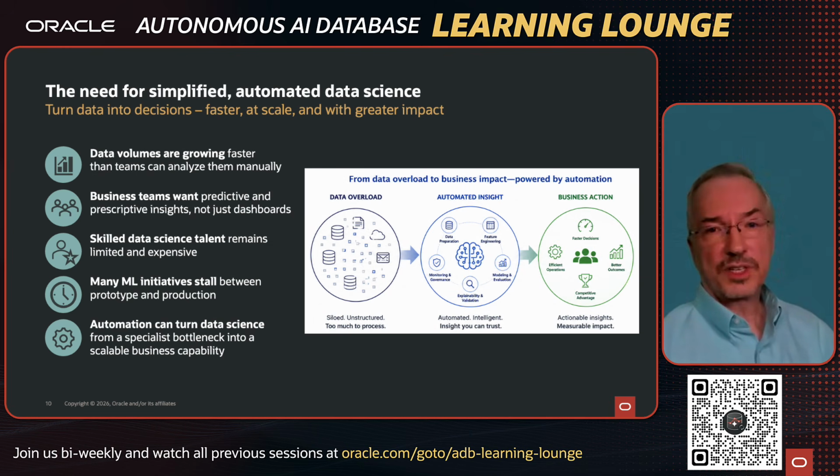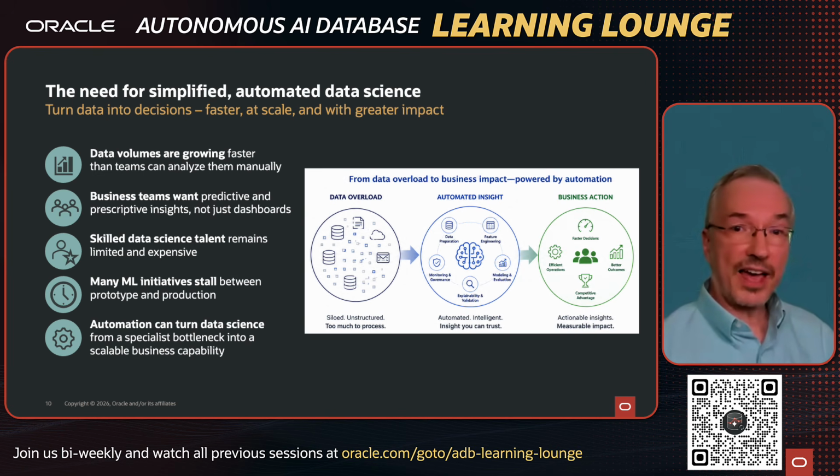So, given these challenges, it's clear why simplified and automated data science is so valuable. Organizations today have access to more data than ever, but turning that data into useful decisions is still harder than it needs to be. Data volumes continue to grow, business teams need answers faster, and skilled data science talent remains in short supply. The real challenge is not simply having data, it's converting that data into insights that drive business action. Many organizations still rely on manual analysis, disconnected tools, and one-off machine learning experiments. Now, as a result, promising ideas can stall before they create measurable impact.